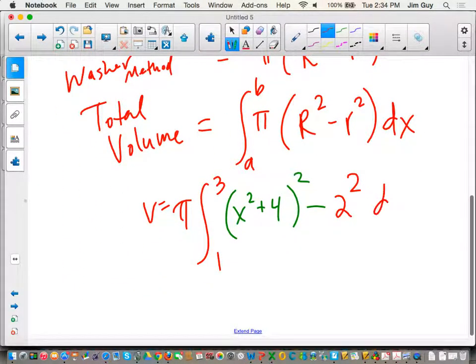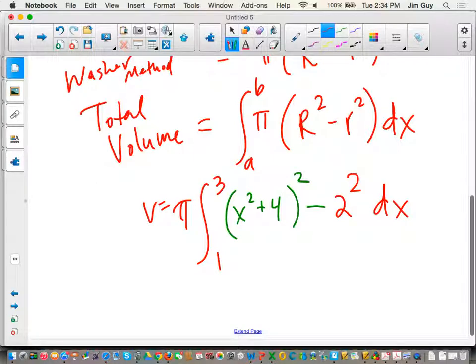And of course, you've got to square that. So you would FOIL out the x squared plus 4 minus the 4, and keep going from there, and you would find the answer. Alright, so that is new. That's if you have a hole.